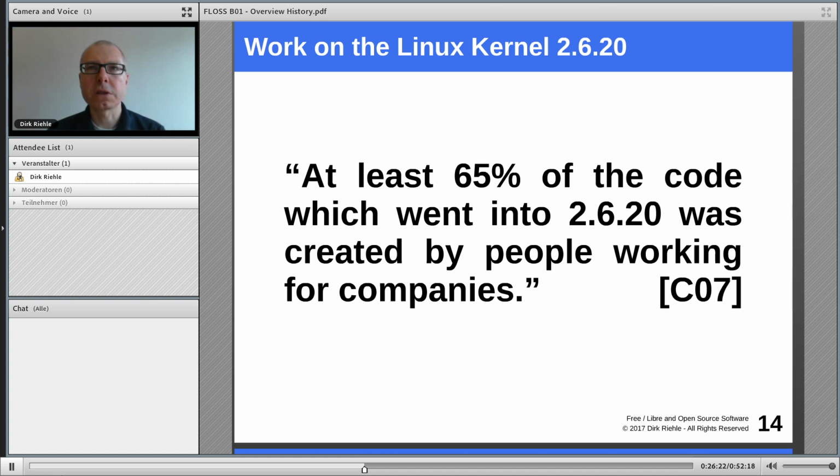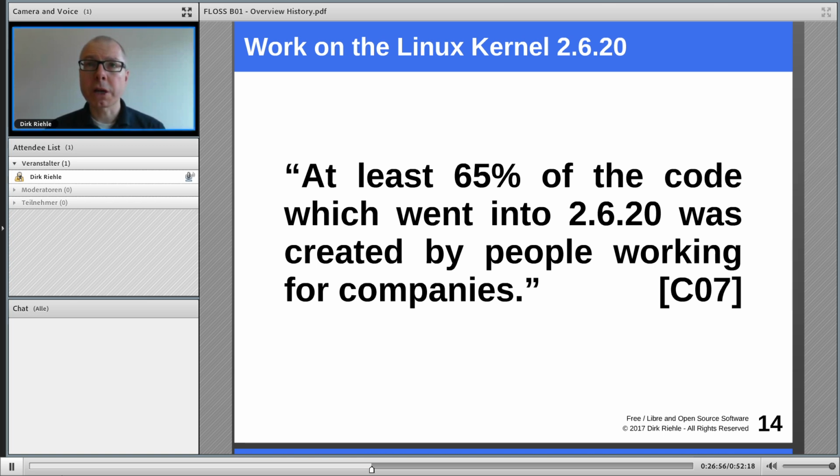Perhaps of most interest is the Linux kernel here, where one other very conservative estimation showed that at least 65% of the code that went into one recent kernel release was created by people working for companies. So again, it is companies who pay their employees to write open source software code, which they then give away for free to the rest of the world.